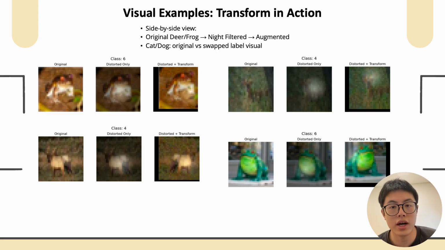This slide shows how our augmentation pipeline works in practice. On the left is the original deer or frog image. In the center is the same image after applying night filters and spotlight simulation. On the right, we apply our domain-specific transform to recover visibility. You can clearly see that the color, vibrancy, contrast, and structural details are much more pronounced, giving the model a better chance to recognize the object. This transform was only applied to the deer and frog classes during training.